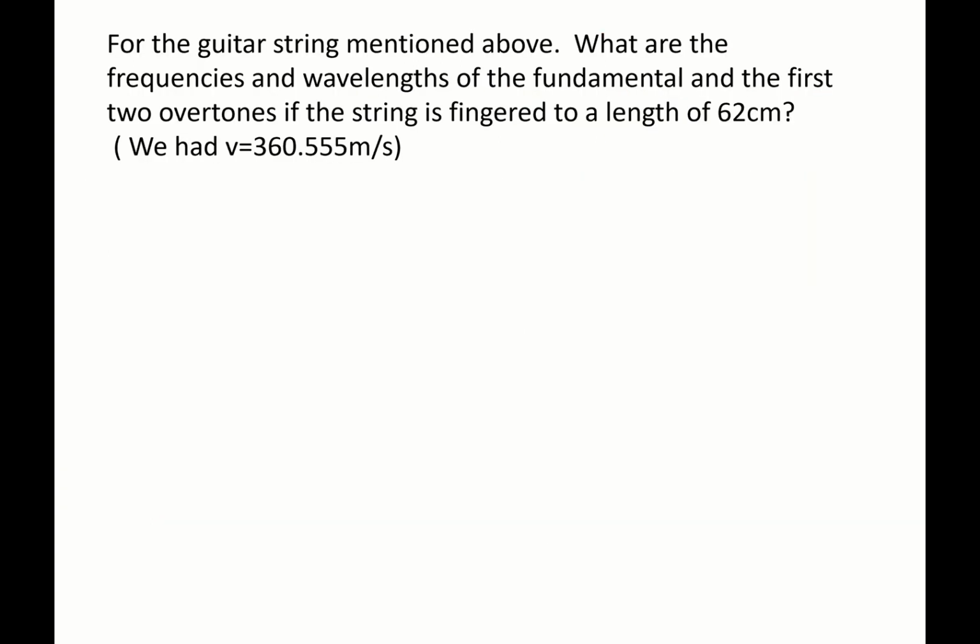So if I continue on for that same guitar string, I want to find what's the frequency and the wavelength of the fundamental and the first 2 overtones. So that means N equals 1, 2, and 3. If the string is fingered to a length of 62 centimeters, so you put your finger on there to change the length of the string to 62 centimeters. So remember, I'll bring over the speed from the previous slide.